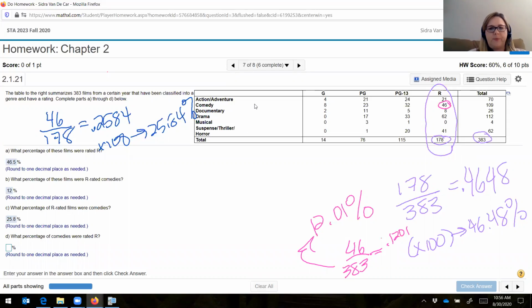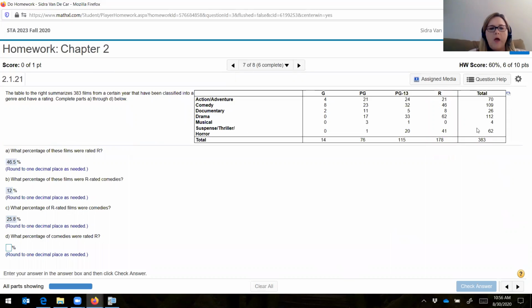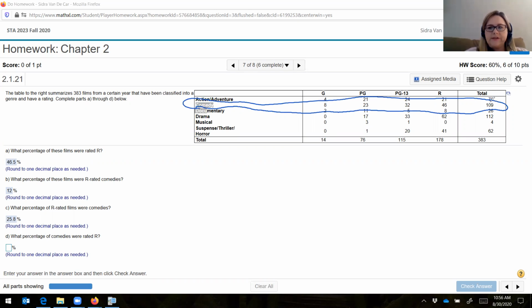What percentage of comedies were rated R? Now, comedies are in this column. Comedies are right here. So this is the total I want to use. So in my denominator, I want the 109 because it's saying what percentage of comedies. So the total comes from the comedy total. So 109. And then they want to know what percentage of comedies were rated R. So the rated R column is right here. So that's the 46, right? So 46 out of 109.